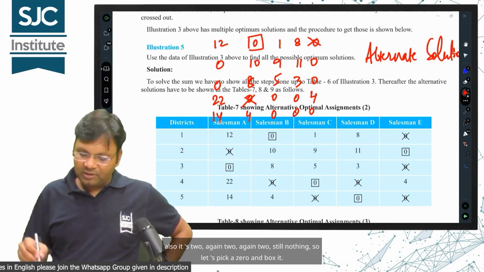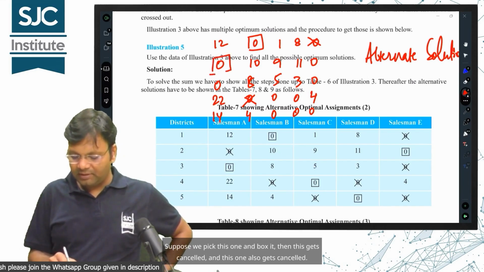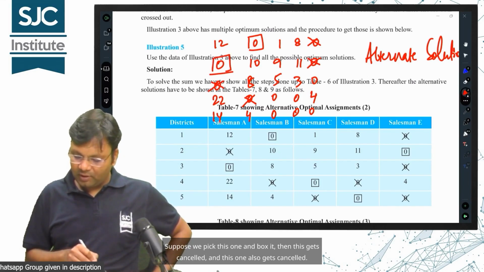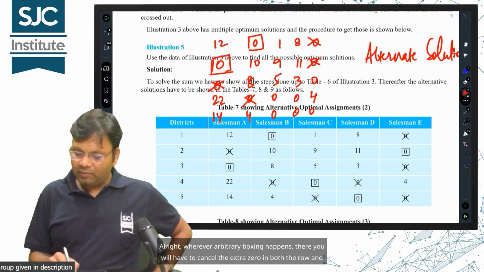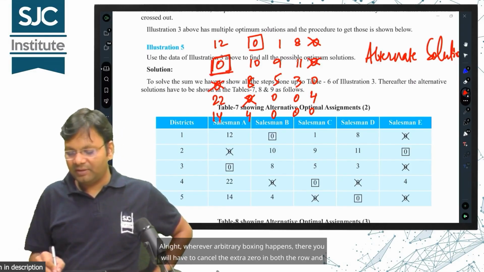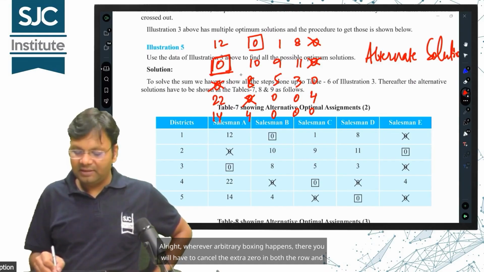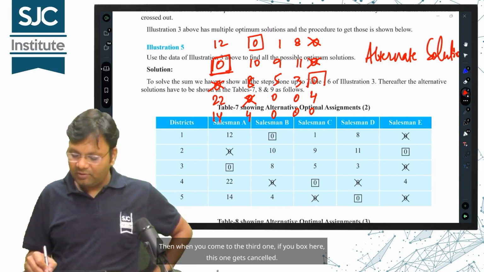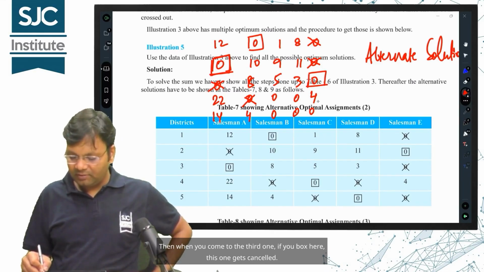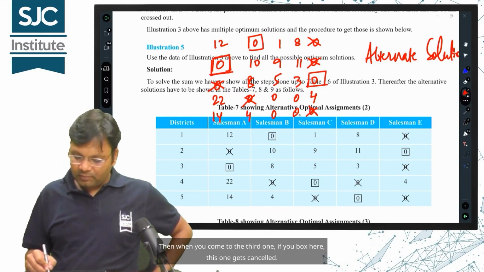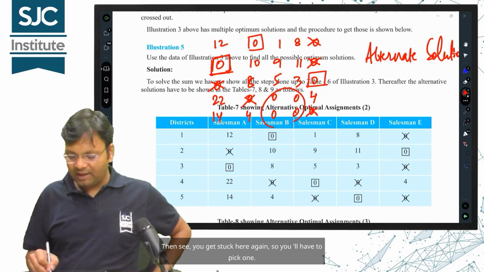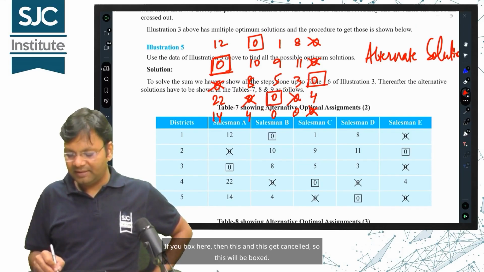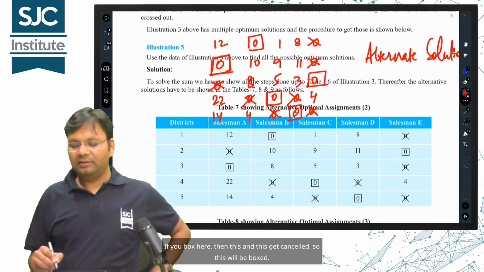So let's pick a 0 and box it. Suppose we pick this one and box it, then this gets cancelled and this one also gets cancelled. Alright, wherever arbitrary boxing happens, you will have to cancel the extra 0 in both the row and the column. Then when you come to the third one, if you box here, this one gets cancelled. Then see, you get stuck here again, so you'll have to pick one. If you box here, then this and this get cancelled, so this will be boxed.